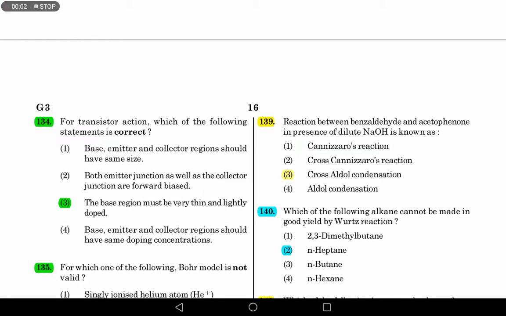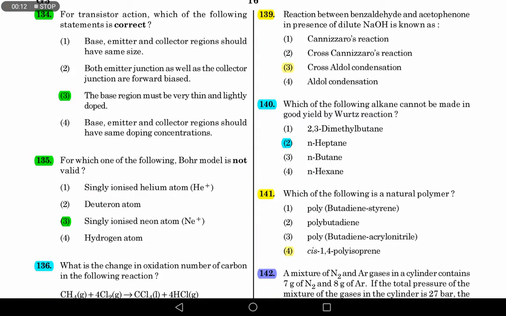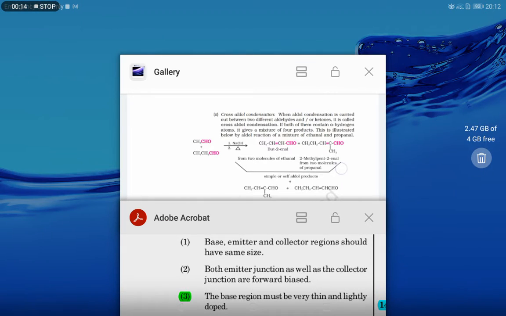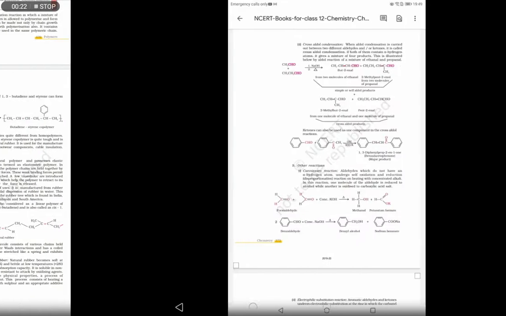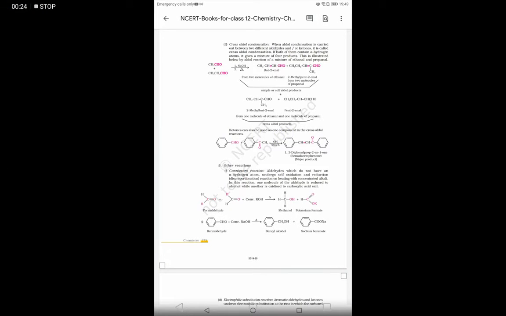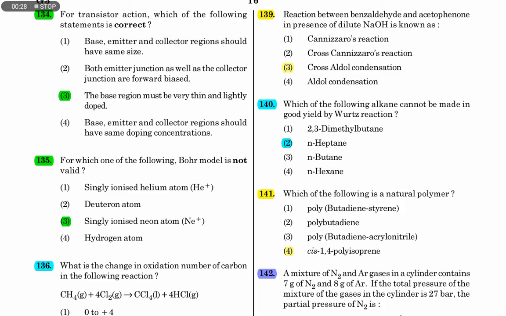Friends, in this video we are going to learn the NEET questions that are asked from chemistry class 12 part 2. Reaction between benzaldehyde and acetophenone in the presence of dilute sodium hydroxide. So it's a direct NCERT statement. This is benzaldehyde and this we call acetophenone. In the presence of a dilute base like dilute sodium hydroxide, the reaction is called cross-aldol condensation.